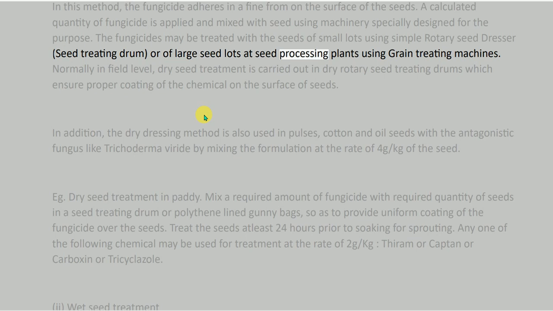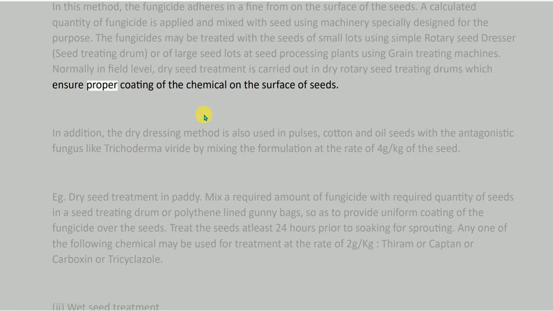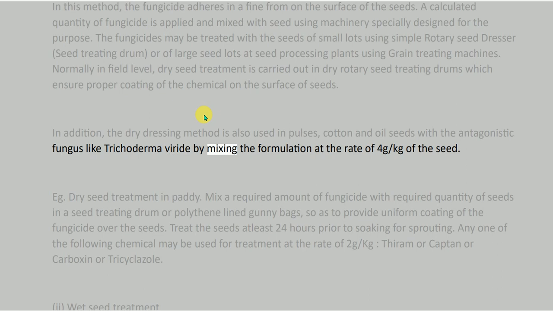Normally in field level, dry seed treatment is carried out in dry rotary seed treating drums which ensure proper coating of the chemical on the surface of seeds. In addition, the dry dressing method is also used in pulses, cotton and oil seeds with the antagonistic fungus like Trichoderma viride by mixing the formulation at the rate of 4 g/kg of the seed. E.g. dry seed treatment in paddy.